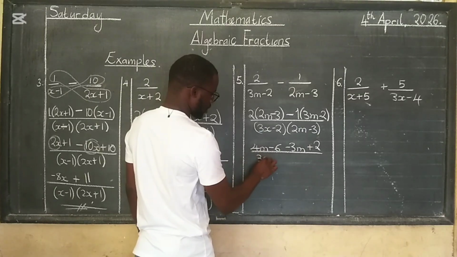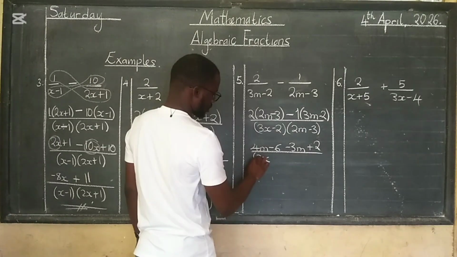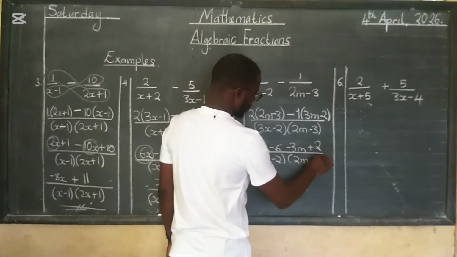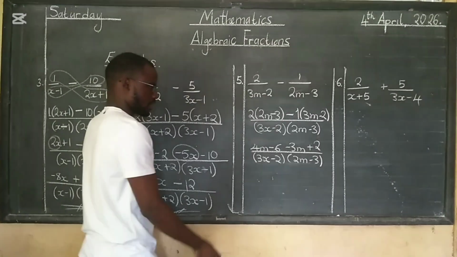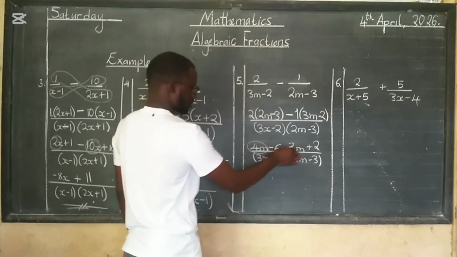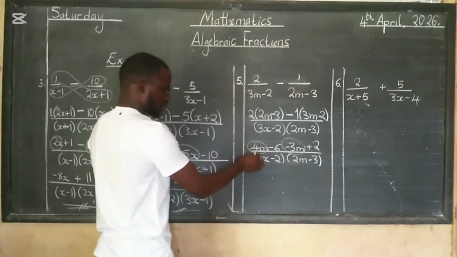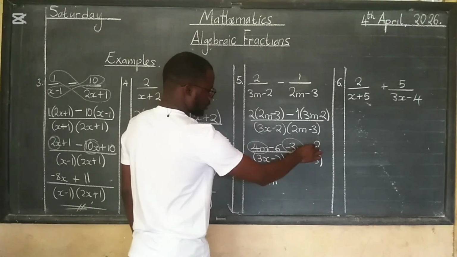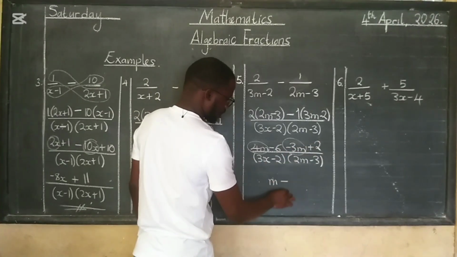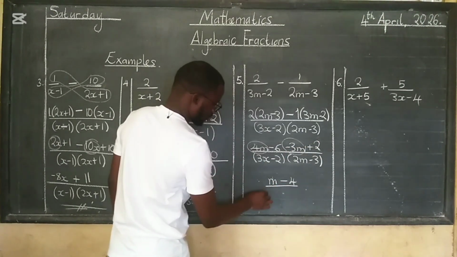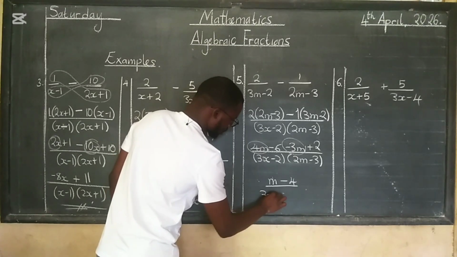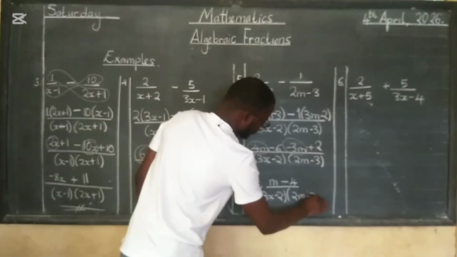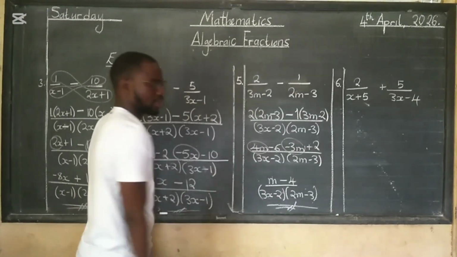Everything over 3x minus 2, 2m minus 3. Then here the like terms are these and this. So now I have 4m minus 3m, which is just m. Then minus 6 plus 2, so I'm subtracting. So it will be minus 4 over 3x minus 2, 2m minus 3, done.